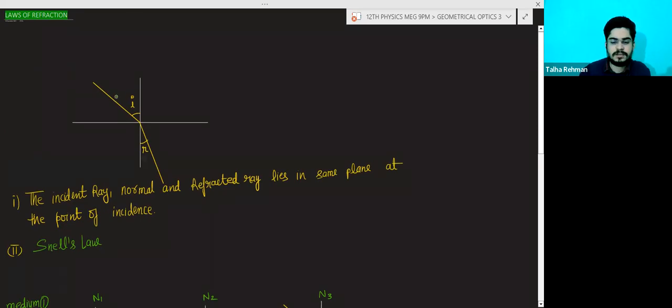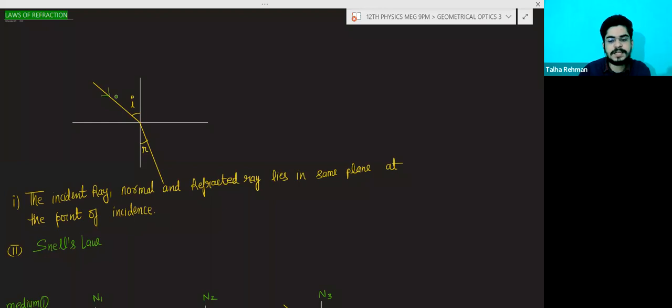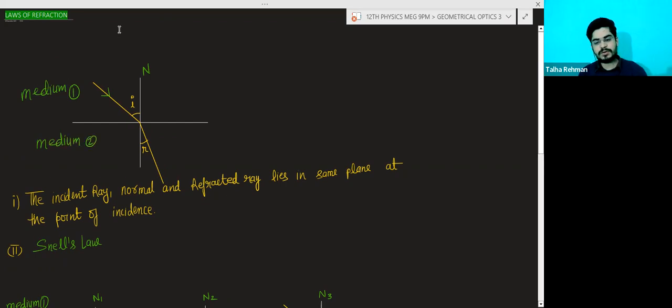Suppose this is a ray of light. This is the incident ray, and this is the normal. Here is medium one, and here is medium two. Light is coming from medium one and going to medium two. As the light is changing its medium, what will happen? Refraction. And light will bend towards the normal. Here light is bending towards the normal. It can bend away from the normal also. This is just the case I have taken. So the first law is this.